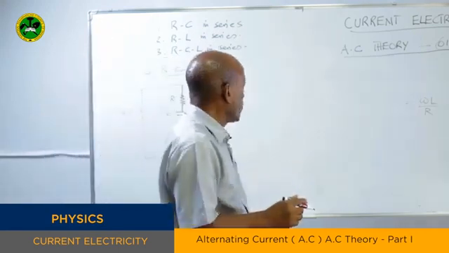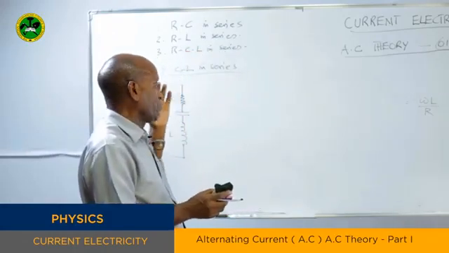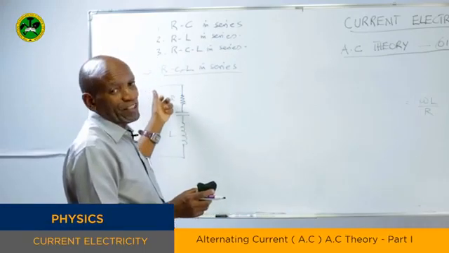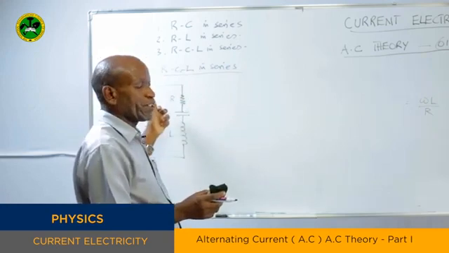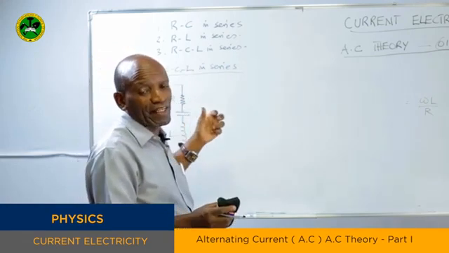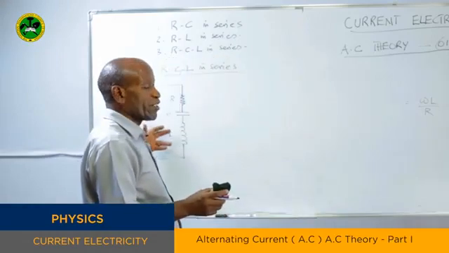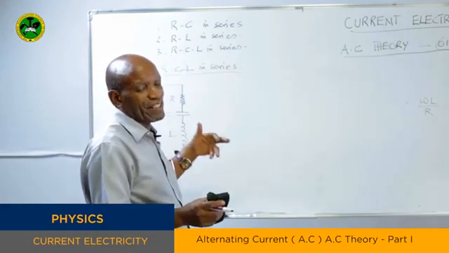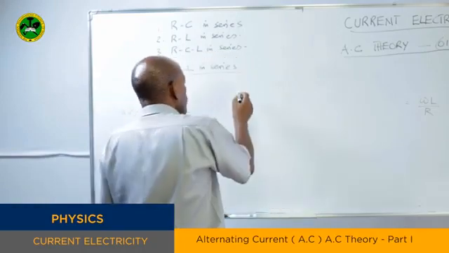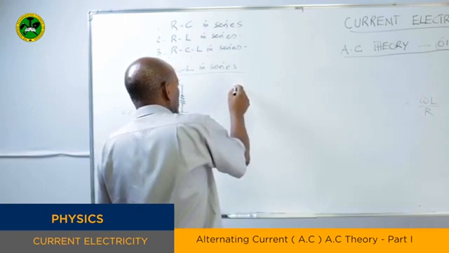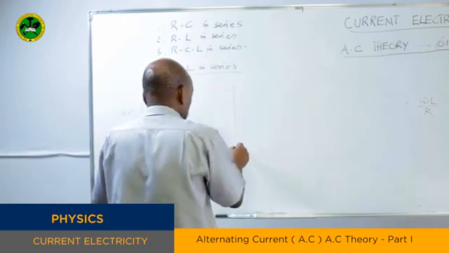Now, if you just remember that the current and the voltage through a resistor are in phase, but the voltage through a capacitor lags behind the current by pi over 2 or 90 degrees, and the voltage through an inductor leads the current by pi over 2, then you can draw a phasor diagram. The phasor diagram could be drawn like this.